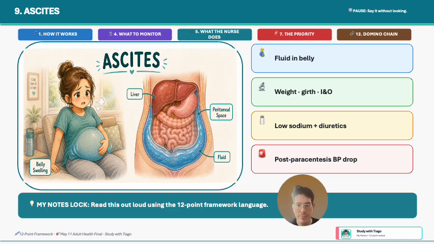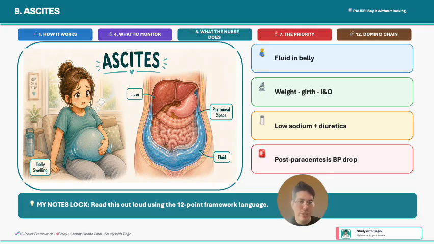What do I monitor? Daily weight, abdominal girth, right? Intake and output, right? Respiratory status, sodium, potassium, renal function, and skin integrity. Respiratory status matters because a large amount of fluid can push up the diaphragm and make breathing harder.